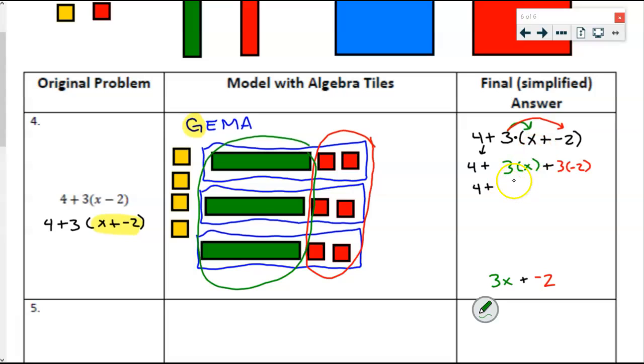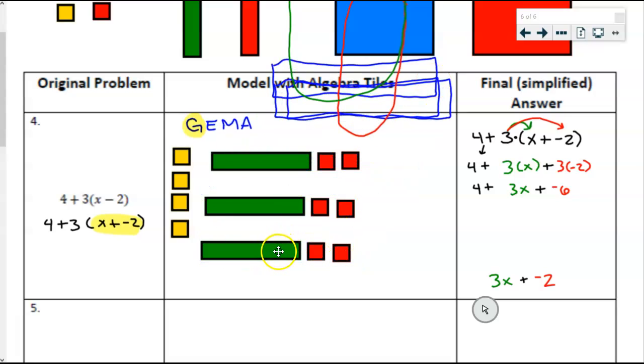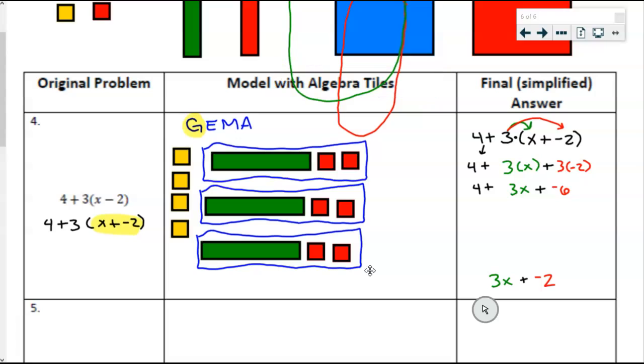If I have 3 groups of X, what do I have? 1, 2, 3 X's, right? Okay. And that means I'm adding. And I have 3 groups of negative 2. If I have 3 groups of negative 2, that means I have negative 6. And at this point, remember, these things are out of the group now, and now that they're out of the group, we can start combining those like terms. Moving those unit tiles, the positive unit tiles, with those negative unit tiles.